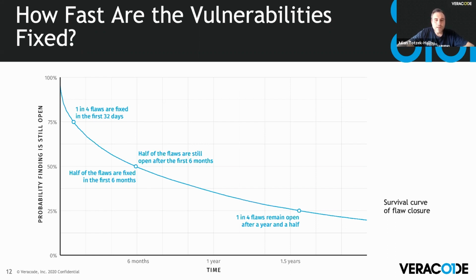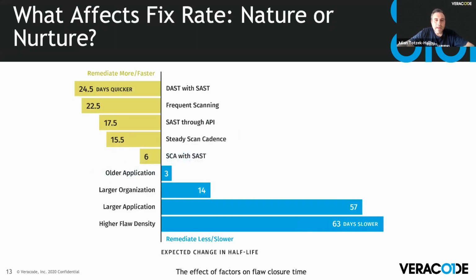Another reason for the lingering flaws could be logistics. The team may not have the capacity to devote the time to fixing flaws, especially if there's more emphasis placed on developing new features rather than reducing security debt. Okay, getting into the main topic of the SOS 11 report here, nature versus nurture. What is affecting fixing flaws in a positive or negative way?